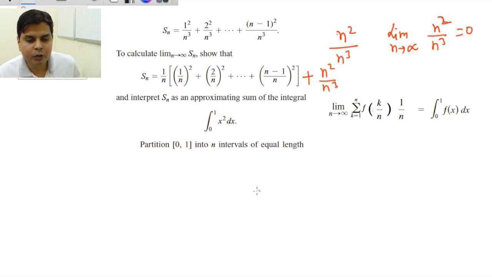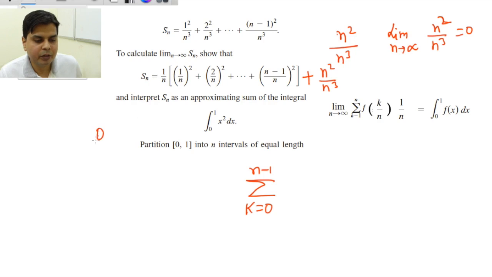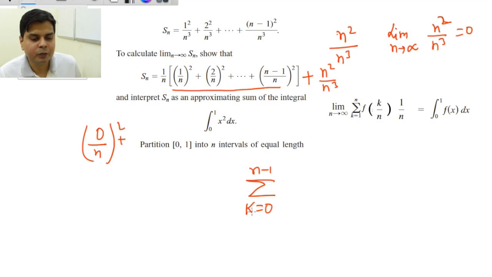Instead of using k is equal to 1 to n, let me use the left hand sums, which is k is equal to 0 to n minus 1. In that case, I can add one first term as 0 by n whole square. Since adding a 0 to any sum will not change that sum, it will become 0 by n whole square plus whatever is given here, from k is equal to 0 to n minus 1. So ultimately you will get the same answer as the integral 0 to 1 of x square dx.